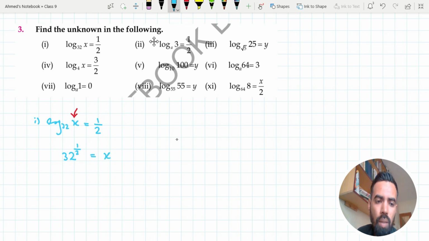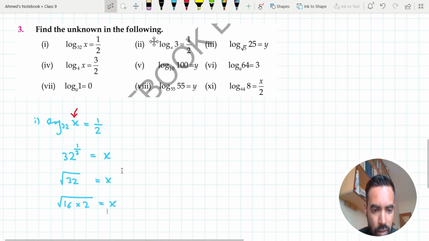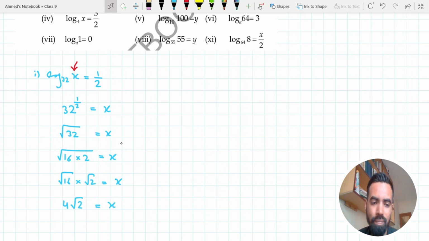Now I have to solve this. The power half is basically root. So root 32 equals x. So what is root 32? Root 32 is not a perfect square. But if I look for something else, 16 times 2 is 32, and 16 is a perfect square, so I can write root 16 multiplied by root 2 equals x. So root 16 is 4, root 2 stays the same, so 4 root 2 equals x. This is my answer.